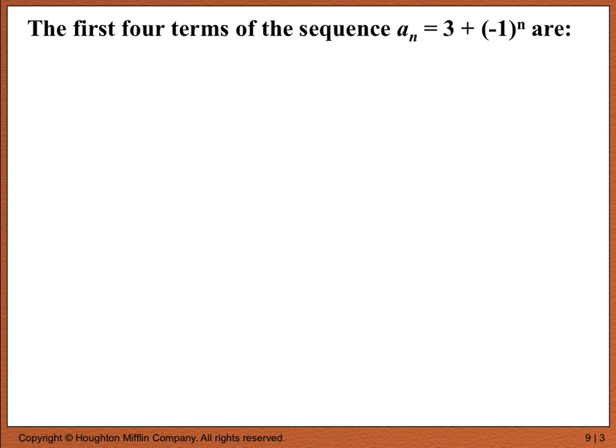The first four terms of the sequence an equals 3 plus negative 1 to the n are. Alright, now I would like you to pause the video, try to do this on your own, because doing it on your own will help you to learn how sequences work. Just keep in mind that the subscript n refers to what numbered term you're talking about. So for the first term, n is 1. For the second term, n is 2. For the third term, n is 3. And for the fourth term, n is 4. So pause and then resume when you have an answer for the first four terms of this sequence.